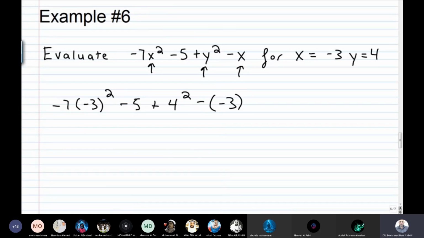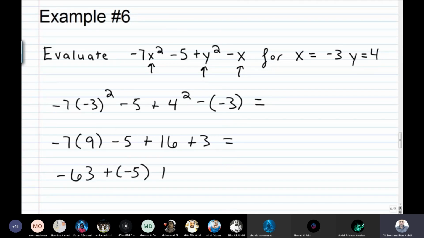All right, so to simplify this, we want to start out by doing the exponents. So negative 3 squared with negative 3 inside of parentheses is 9. So you get negative 7 times 9 minus 5 plus 4 squared, that'd be 16. Then minus negative 3, that is plus 3. All right, so next we want to do some multiplication. Negative 7 times 9, that's going to be negative 63. Then minus 5, I can just write that as plus negative 5. And plus 16 and plus 3.